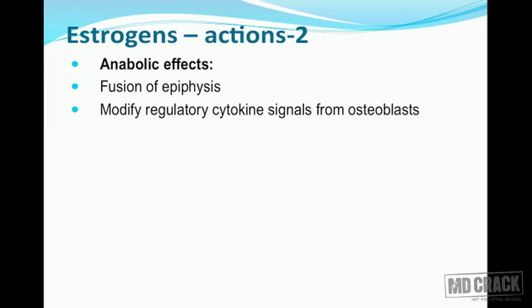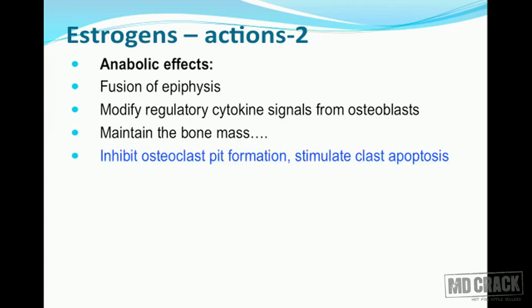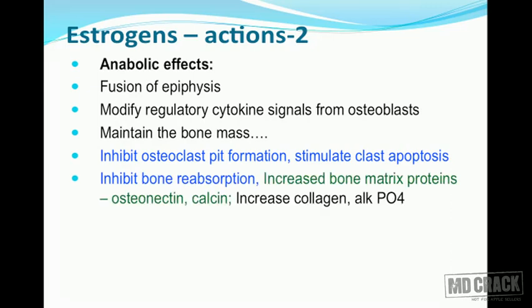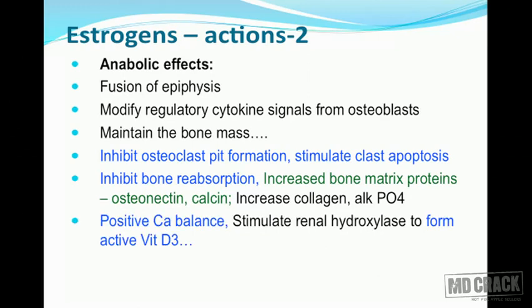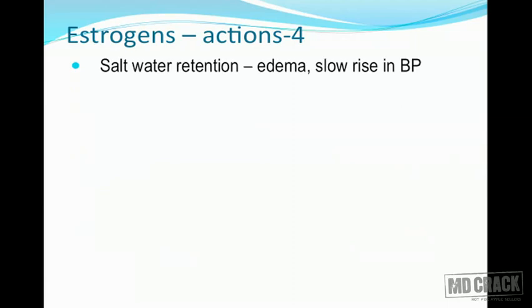Fusion of epiphysis, modifying the regulatory cytokine signals from osteoblasts, maintaining the bone mass, inhibiting osteoclast pit formation, stimulating osteoclast apoptosis, and inhibiting the bone resorption. So, there's increased bone matrix proteins, namely osteonectin and osteocalcin, and they increase the collagen and alkaline phosphatase. Estrogens lead to positive calcium balance. They stimulate the renal hydroxylase to form the active form of vitamin D3.